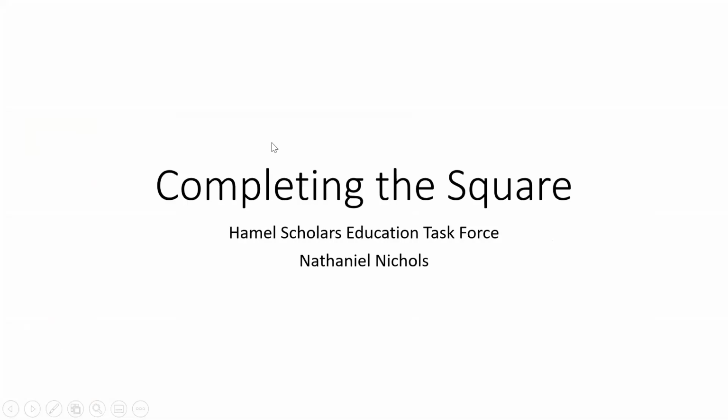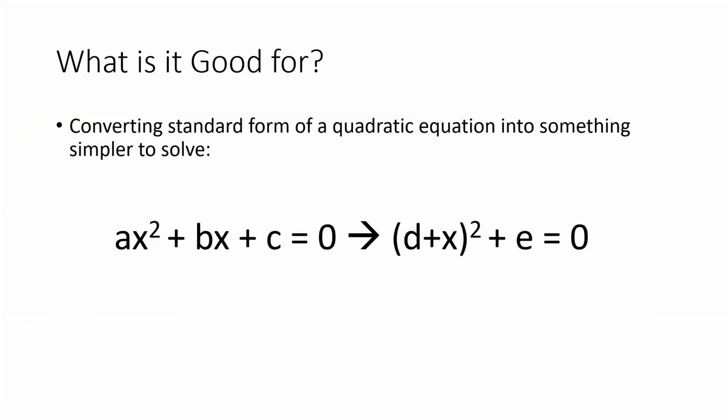Hi guys, so today I'm going to talk about completing the square. So what is completing the square? Basically, it's a technique for converting the standard form of a quadratic equation into something a little bit simpler to solve. As you can see on the left, you have an x squared term and an x term, whereas on the right, you just have an x term. So this makes it a lot easier to solve for the roots.